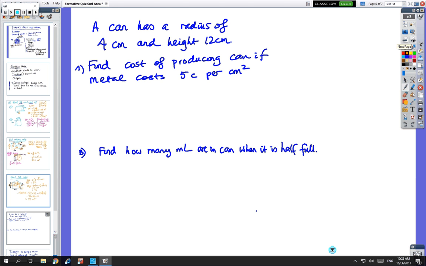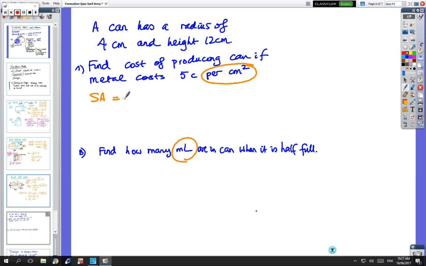A can has a radius of 4 and a height of 12, and these are the word questions where you've got to actually find the surface area or the volume and then do something with them. So this gives you a clue that we're measuring area, and this gives you a clue that we're going to have to find the volume and then turn it into capacity. So have a go, and when you're ready, come back.